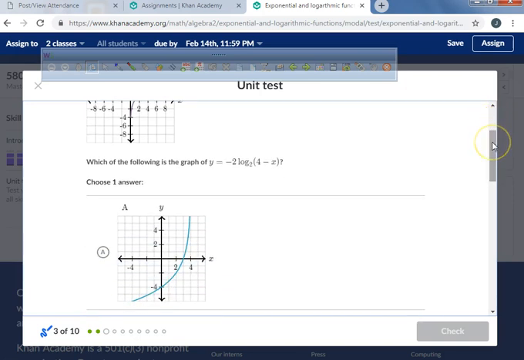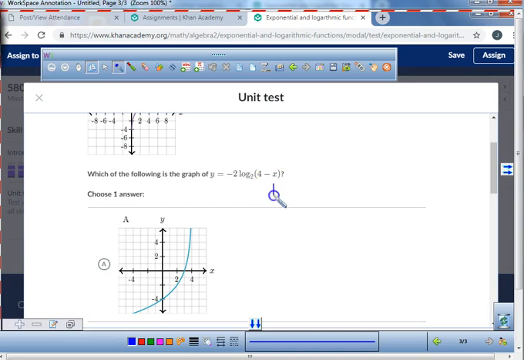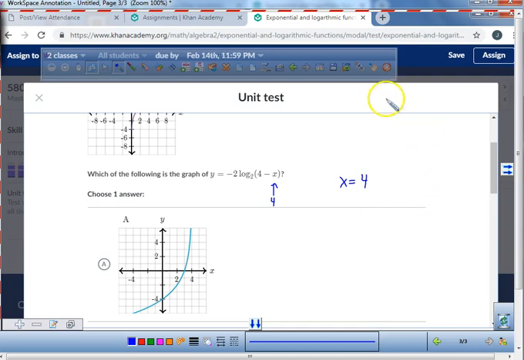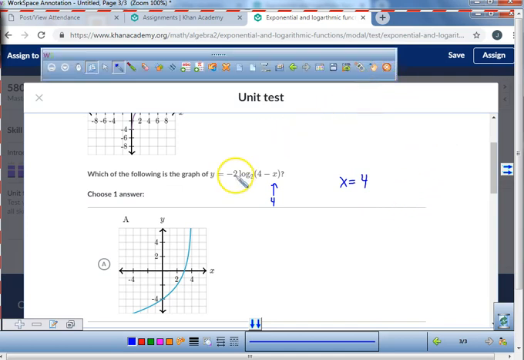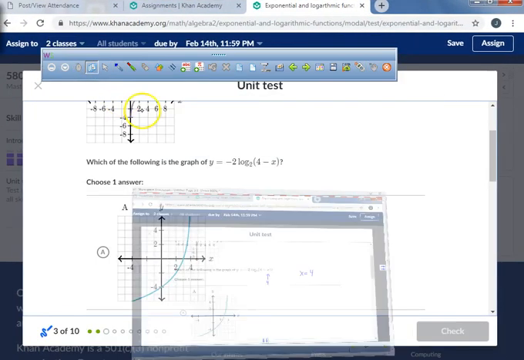Alright, so the very first thing I'm going to check for is an asymptote. My asymptote for this problem will be at a positive 4, because 4 minus 4 gets me zero, so I'm looking for an asymptote at x equals 4. Now, this has a negative 2 in front of it.